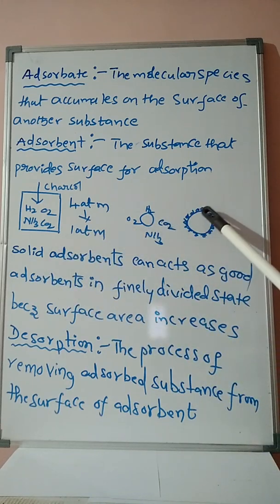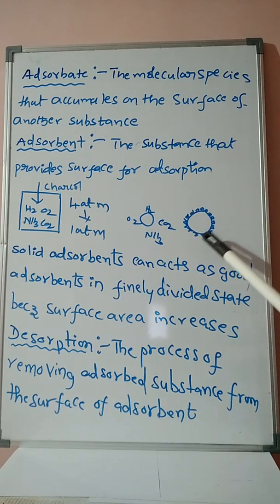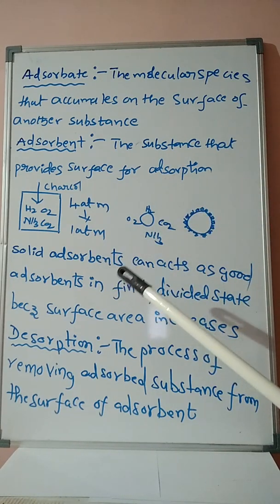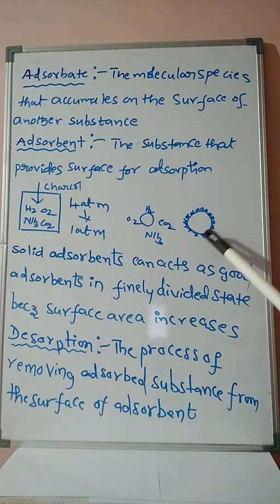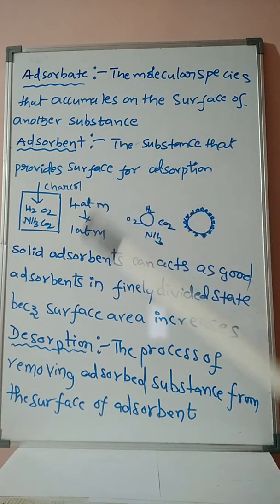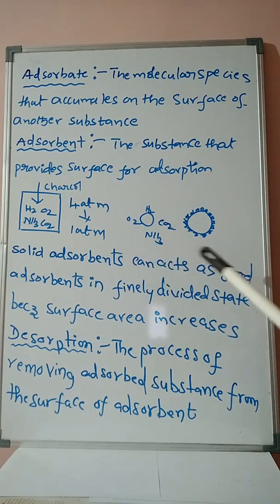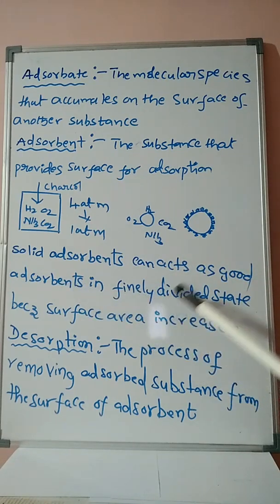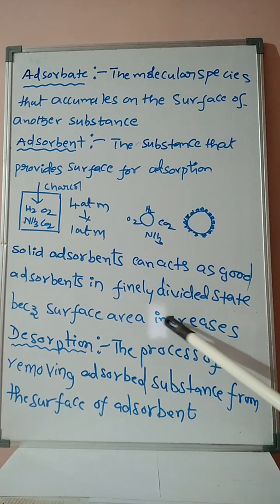Let us consider a solid substance. This is its surface area. If this solid substance is made into powder, the powder can occupy more surface area compared to the solid. Hence, it can act as a good adsorbent. For example, a piece of chalk occupies some surface area. If the piece of chalk is made into powder, it occupies more surface area compared to solid form. Hence, it is a good adsorbent. Solid adsorbents act as good adsorbents in finely divided state because surface area increases.